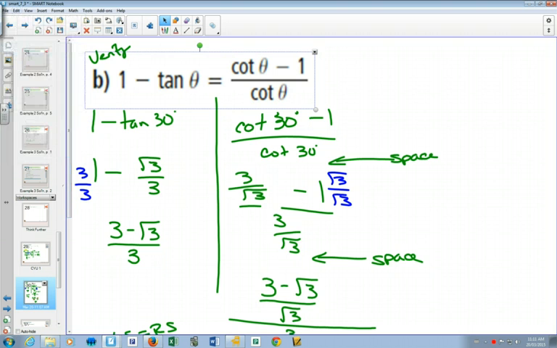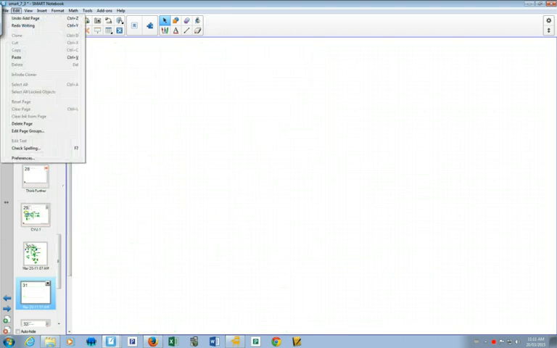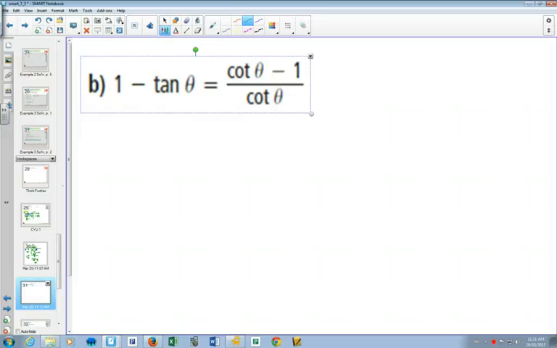So now we're going to do a quick proof of this. Again, write it out again, split it in half.